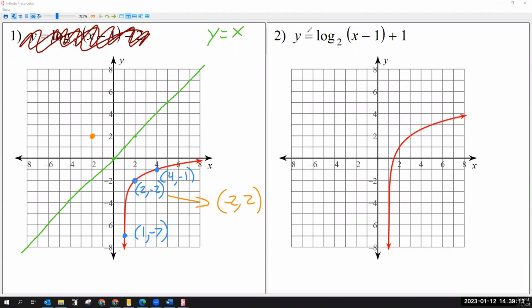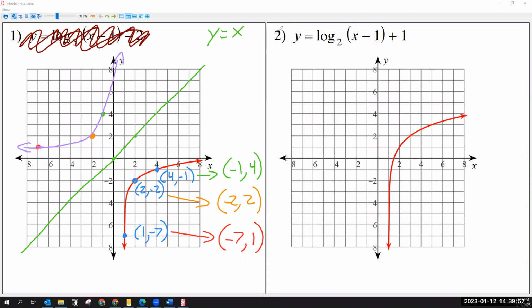How about this one? That point's going to become negative 1, 4. Negative 1, 4, right there. What about this one? That's going to become negative 7, comma 1. Negative 7, comma 1, right there. And then I'm going to graph. It's going to look something kind of like that.